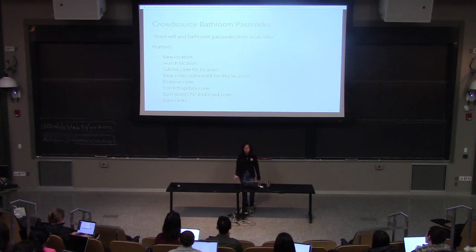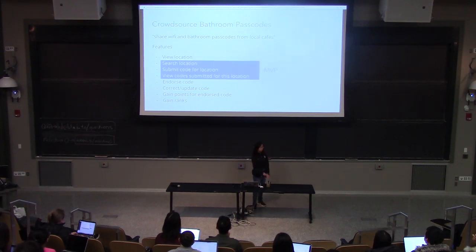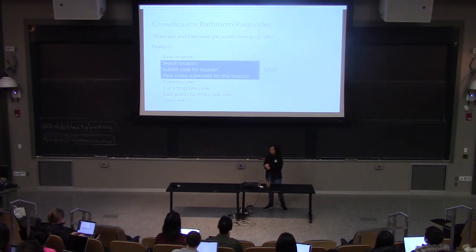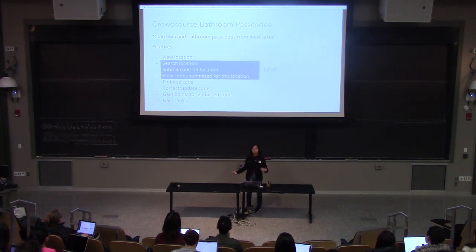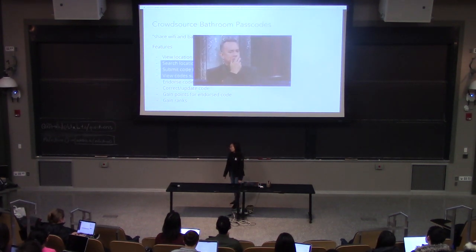Maybe you want to endorse a code because maybe someone just put something on there that's not legit. Correct or update a code. Gain points for endorsed code, and maybe you want to gain ranks. But not all these features are required. For example, I don't really need to give people ranks for this application to work. So our minimal viable product, or MVP, is actually just being able to search for the location, being able to submit codes, and view those codes. And those things that maybe we want to build on the side, but after we have the MVP, then we can move towards more interesting features. But maybe we're not excited about that. That's fine.